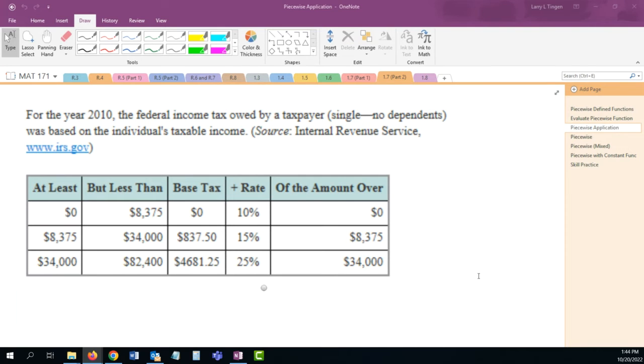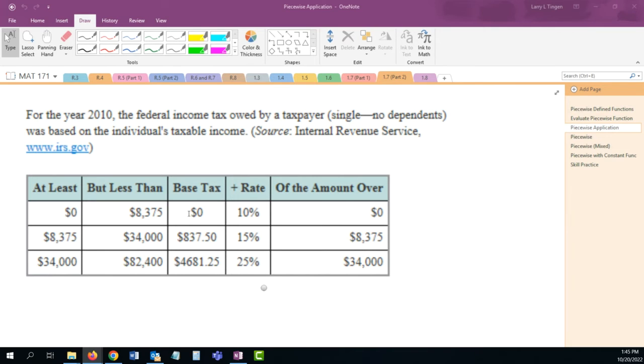When I thought about taxes, I was always bothered by the idea: what if I make 33,999, then I have a 15% tax rate, but if I make $34,001, now I'm at 25%? No, the number between 8,375 and 34,000 only gets taxed at 15%. So then that $1 I made extra gets taxed at 25%.